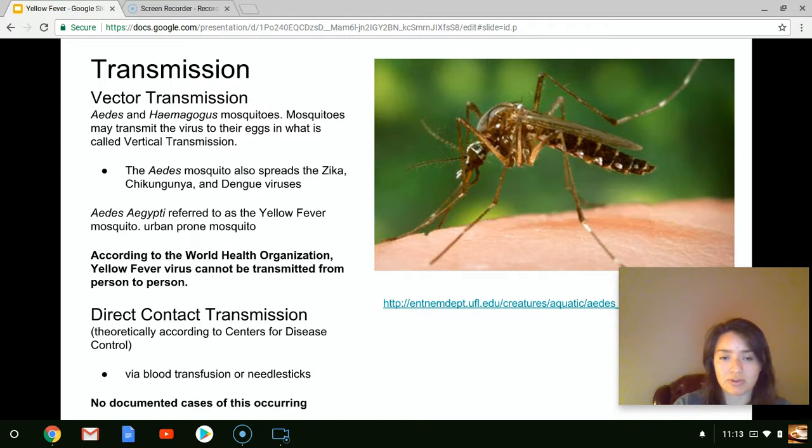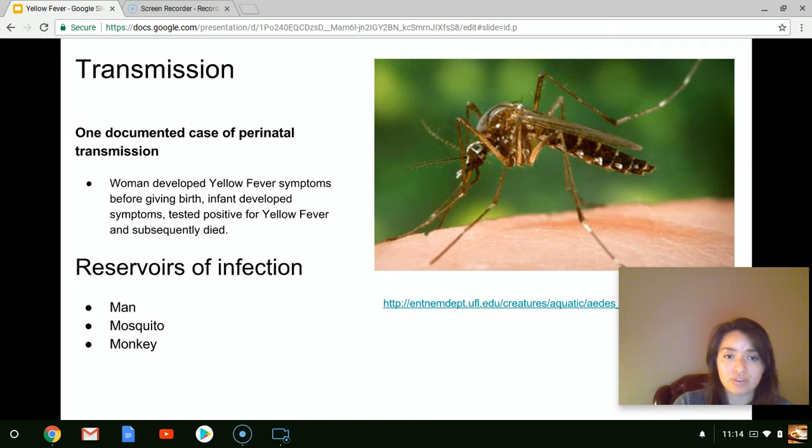According to the World Health Organization, the yellow fever virus cannot be transmitted from person to person. However, the Centers for Disease Control says that it can theoretically be spread via blood transfusion or needle sticks, but there are no documented cases of this actually happening. There was one documented case in Africa of perinatal transmission, where a woman developed yellow fever symptoms and then gave it to her infant when she delivered the baby, and the baby subsequently died.